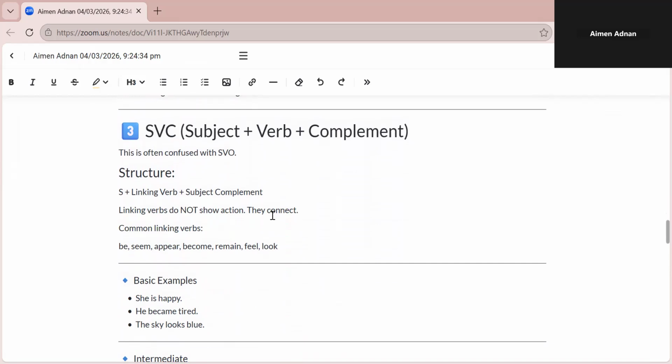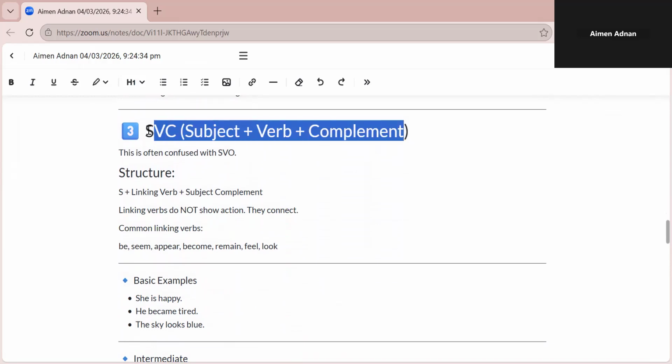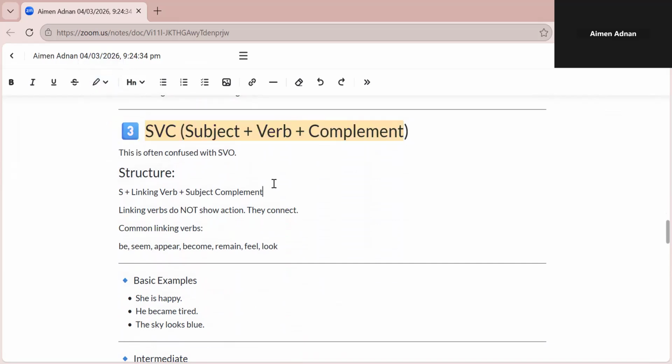Okay, let's move on to the third sentence structure type, which is the SVC structure, which means subject, verb, and complement. Now there's a new term called complement. Now, what is a complement? So SVC, which is often confused with SVO, which is subject, verb, and object, which we have discussed above, is when we add a complement to the sentence. Now the structure remains the same. You have subject, then you have verb, but in place of object, you have a complement.